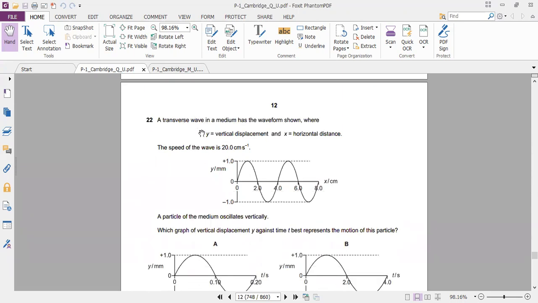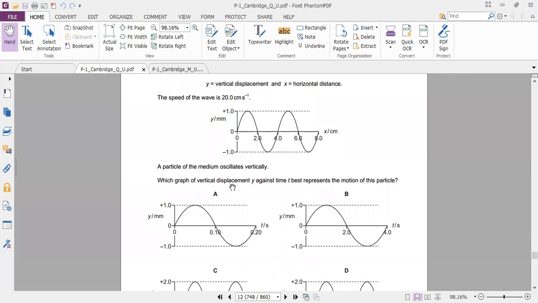22 কি বলতেছে? A transverse wave in a medium has the waveform shown where y is vertical displacement and x is the horizontal distance. The speed of the wave is 20 centimeters per second. The particle of the medium oscillates vertically. Which graph of vertical displacement y against time t best represents the motion of this particle?